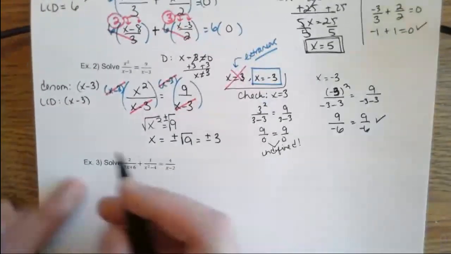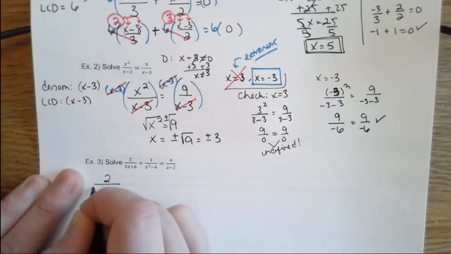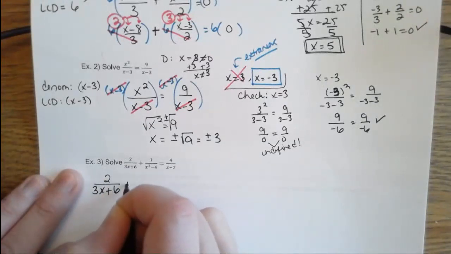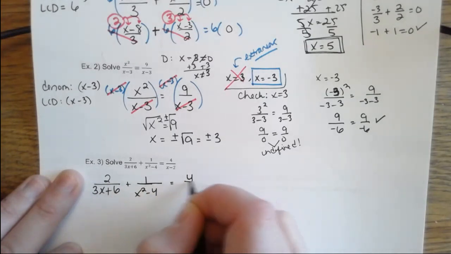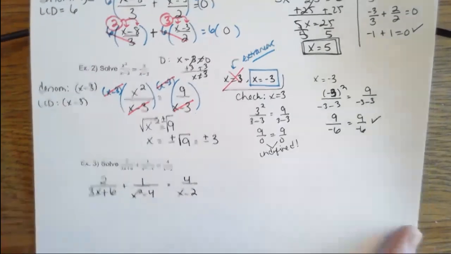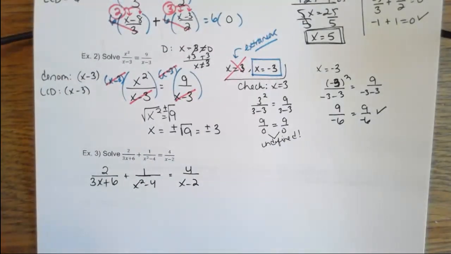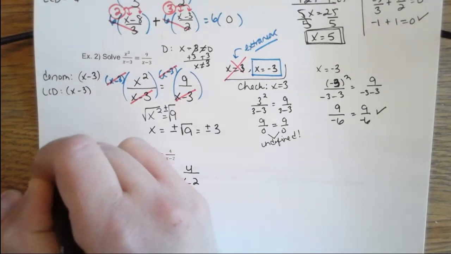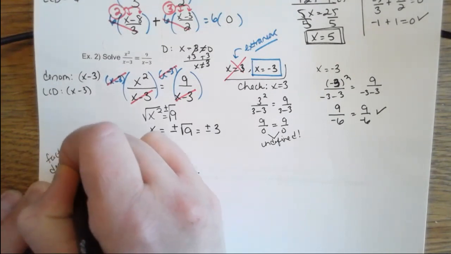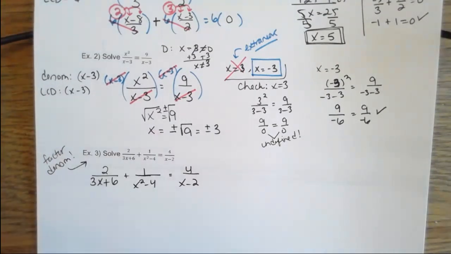All right, so our last example here for this style is this one. And this one's definitely a little bit harder, right? So we're kicking it up a little bit here. And you do want to make sure you start, if you need to, by factoring the denominator.